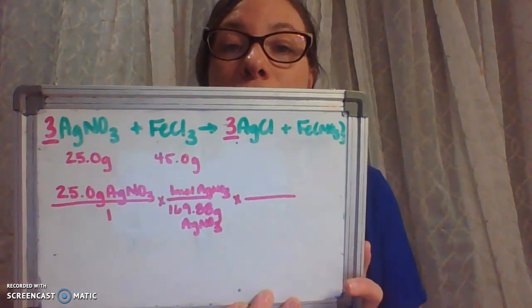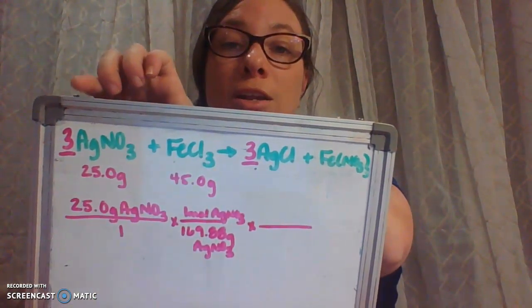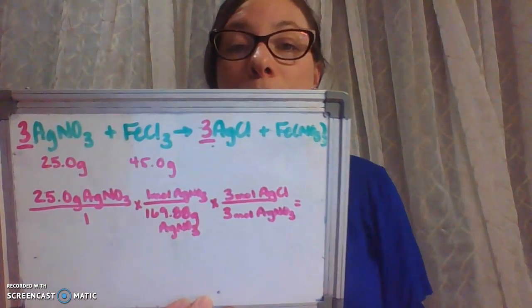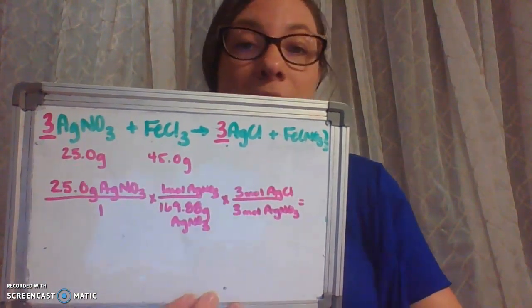Now, if you look at your balanced equation, there's 3 moles of silver nitrate in our balanced equation. So that's going to go on the bottom because we want moles of silver nitrate to cancel out, and we are converting to moles of silver chloride. There's also 3 of those in our balanced equation. So we're going to put 3 moles of that over 3 moles of the silver nitrate, and now we're going to solve. So 25 times 3 divided by 169.88 divided by 3. That gives us 0.147 moles of silver chloride.